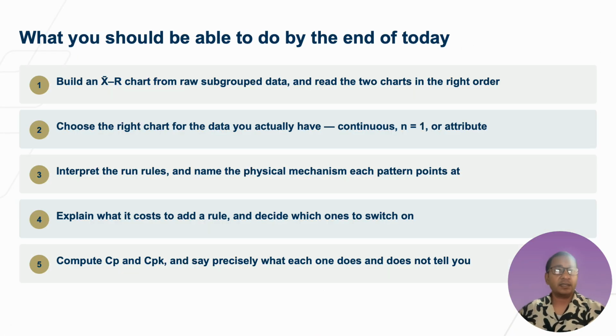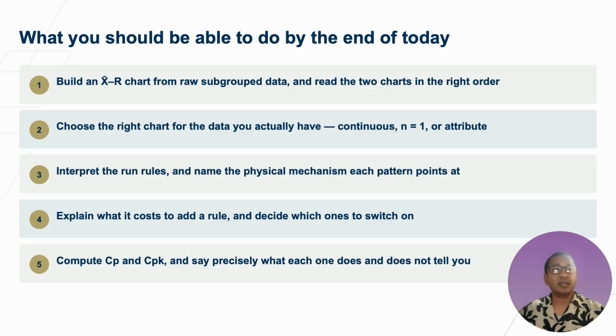So, five things by the end. Build the X-bar R chart from the raw subgroup data and read the two charts in the right order. That ordering is not a stylistic preference. Get it backwards and the second chart is meaningless. Choose the right chart for the data you actually have in the fab. That is not the data you'd like to have, and the constraint is metrology cost.